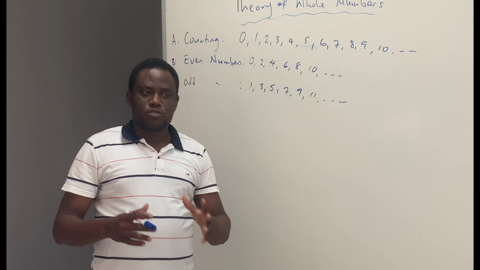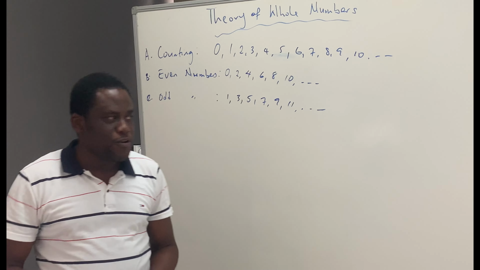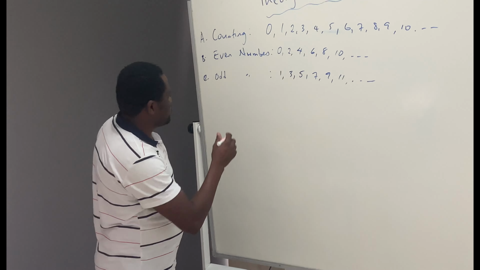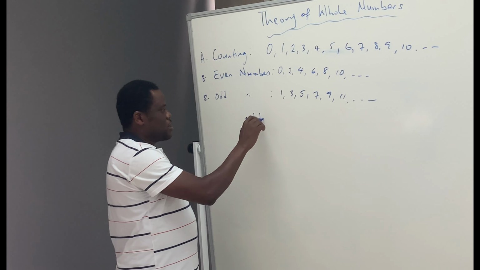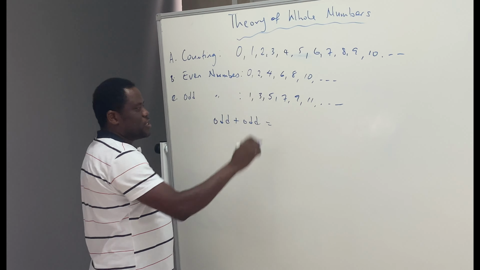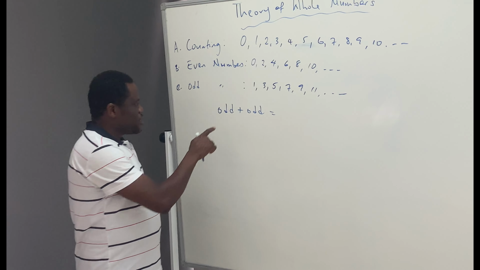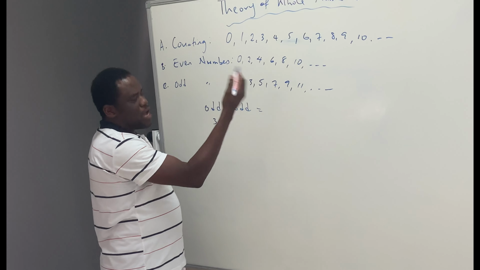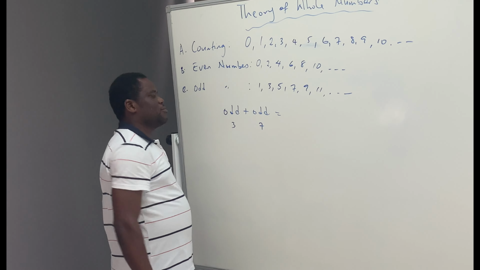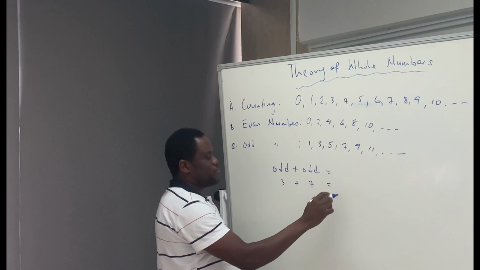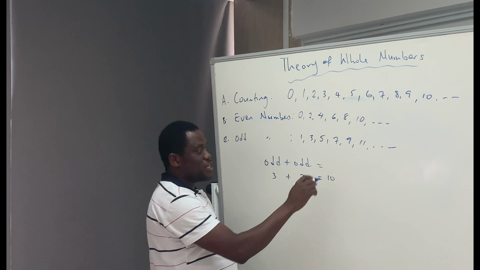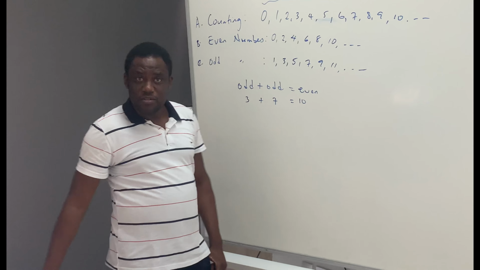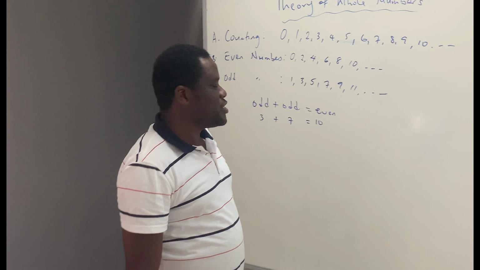So let's look at some properties of even and odd numbers. Let us look at odd number plus odd number. What do you produce? Let's take any odd number, 3. Take any another odd number, 7. Sum them together. What do we have? 10. And 10 is what? Even number. So which means odd plus odd is even.